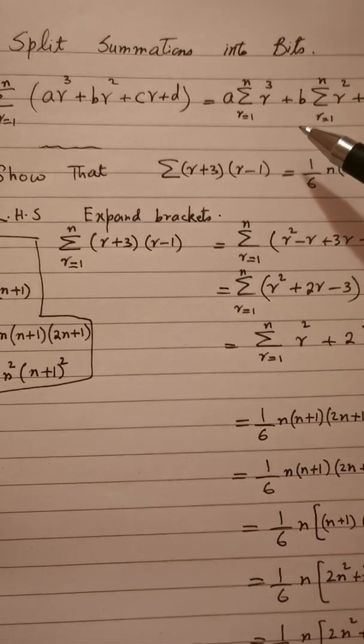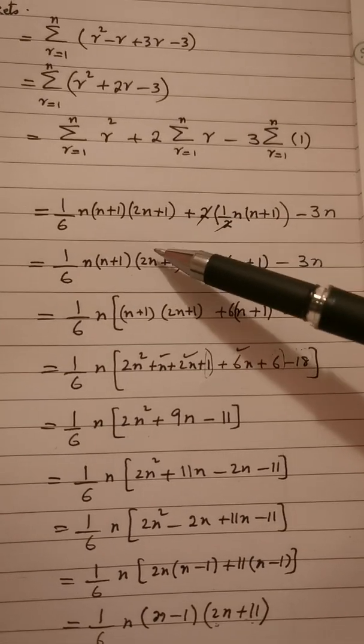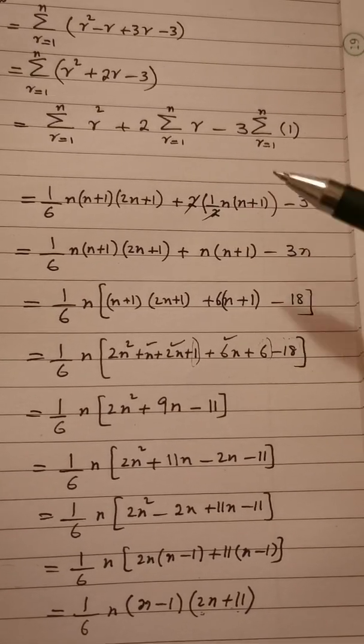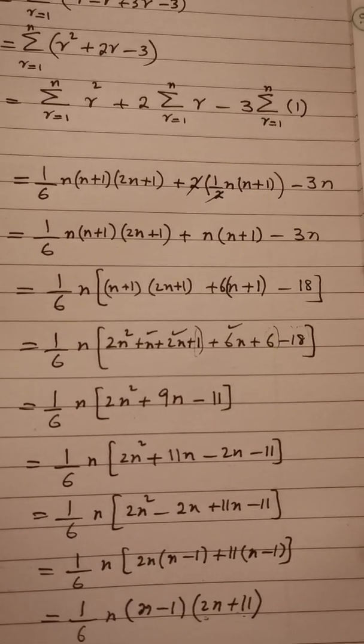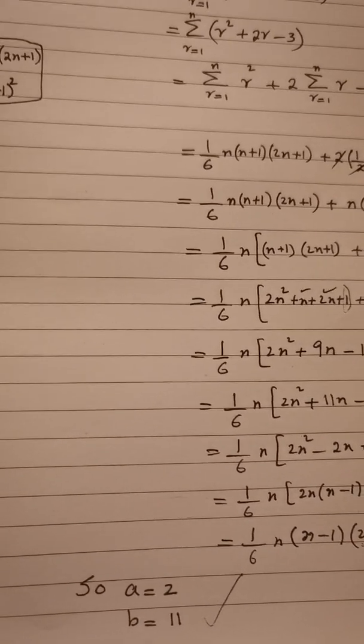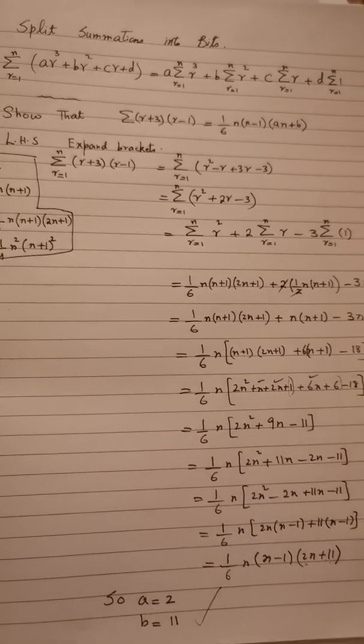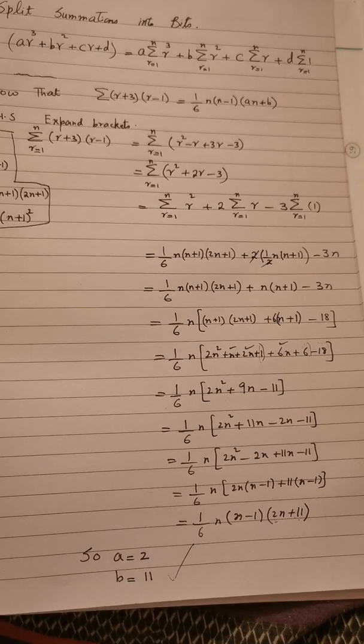This splits the summation into bits, right? And then after putting in the values of r square, r or whatever is the demand of the question, you will just simplify them and you will get the answer to your question easily. Hopefully you will understand and enjoy this solution.